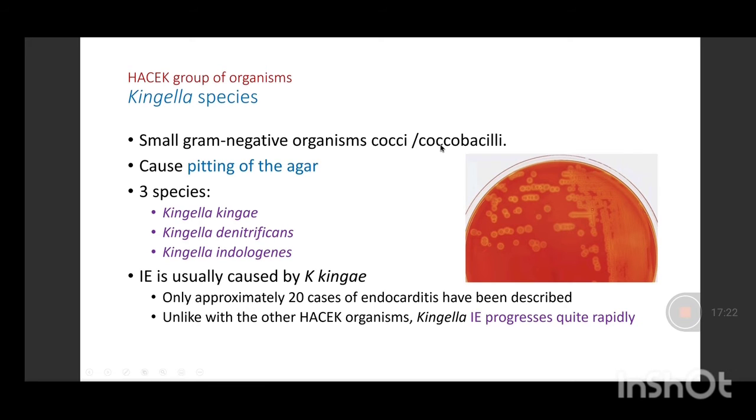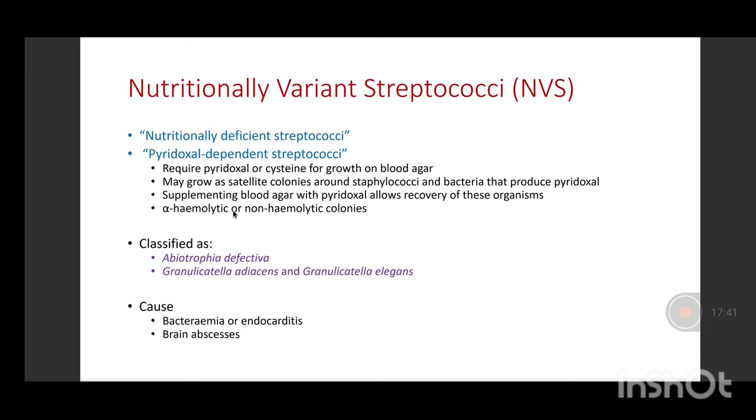Again, gram-negative cocobacilli. It also causes pitting of the agar. There are three common species: Kingella kingae, denitrificans, and indologenes. And Kingella kingae is the most common bacteria responsible for infective endocarditis.